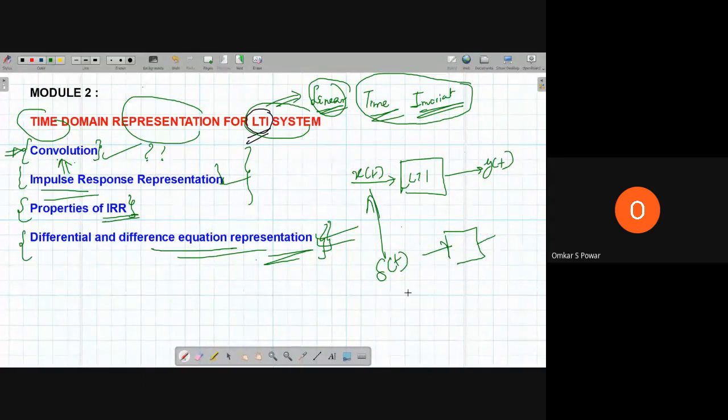Okay. So if you have y of t is equal to x of t minus 2, in order to get the impulse response, what you have to do? y of t is equal to delta of t minus 2. So this is how you get the impulse response of the system.